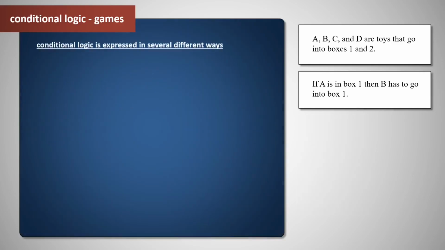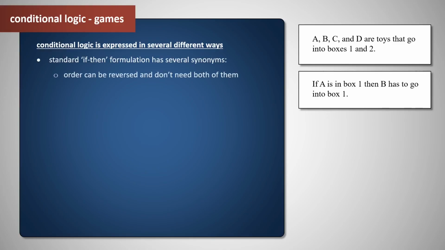Now, conditional logic is actually expressed in several different ways. It's actually not as wide a range of expression as you'll encounter in the arguments, but there's going to be a couple of different ways in which it's expressed. So there's the standard if-then formulation, which we have here. If A is in box 1, then B has to go in box 1.